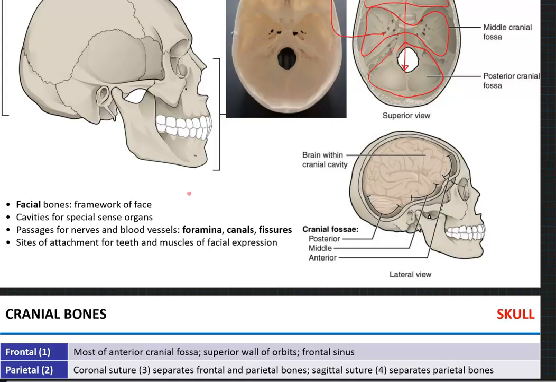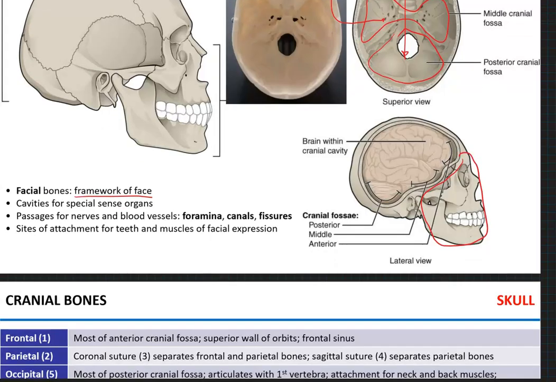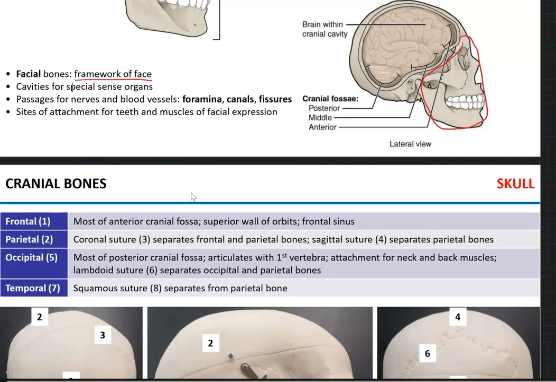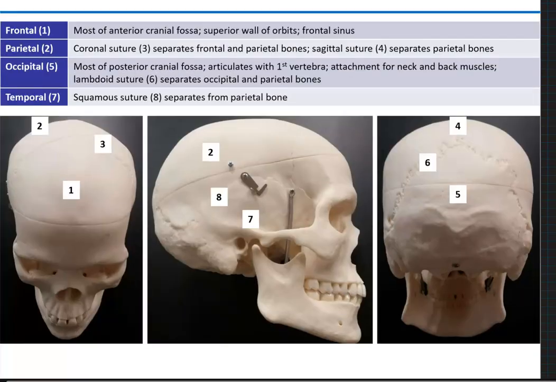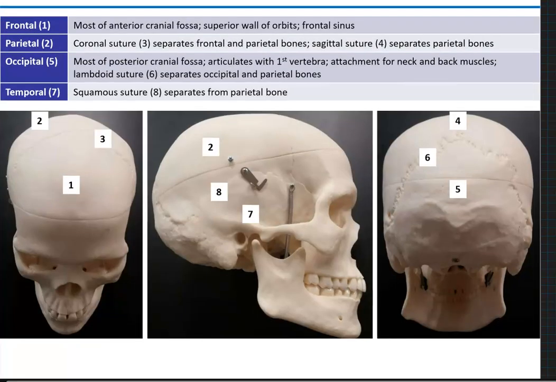Unlike cranial bones, facial bones here provide the framework for the face and the cavities for various organs of special senses such as eyes and nose. A plethora of foramina, canals, and fissures provide patent passageways for nerves and blood vessels. So we're going to start with the cranial bones.